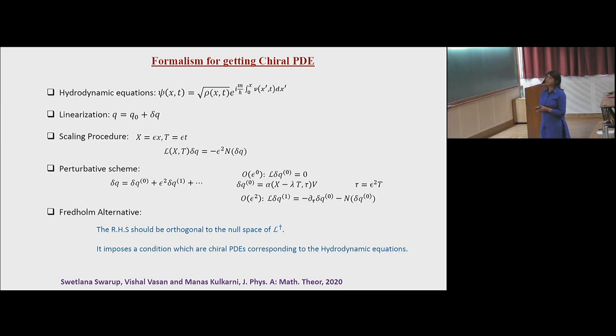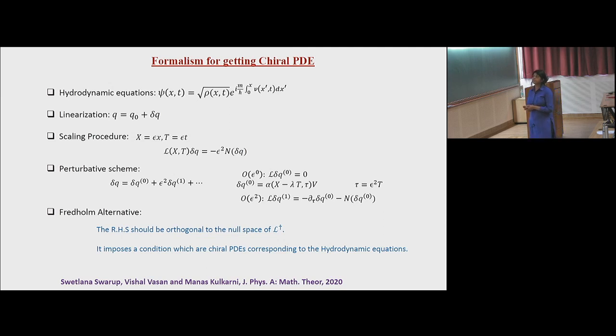Next, we introduce a scaling procedure where we scale the spatial and temporal variables in terms of this small parameter epsilon, which is a small perturbation. And the hydrodynamic equations reduce to this form, where L is a linear operator and N is a nonlinear operator. Next step, we introduce a perturbative scheme where the solution is expanded in powers of epsilon squared in this way, and we substitute this here and we collect the coefficients of each order.